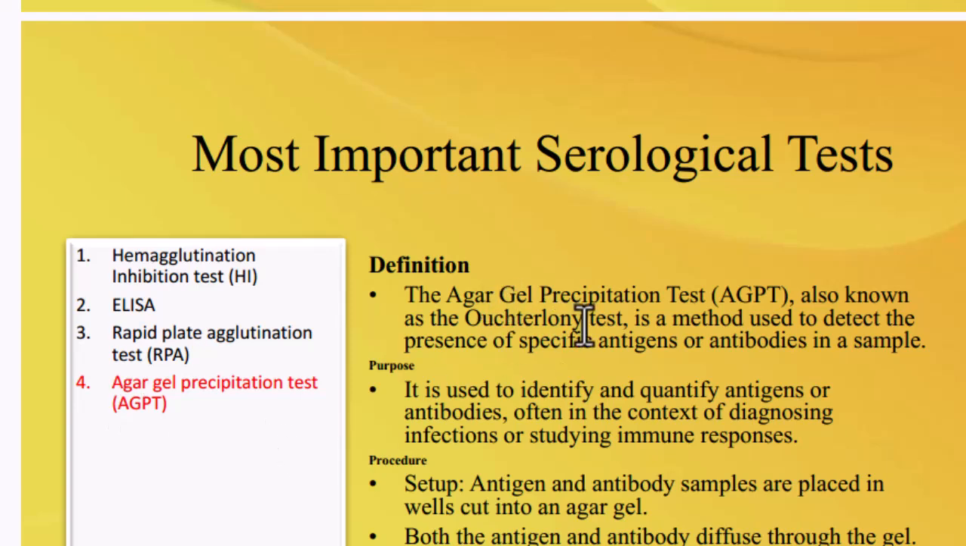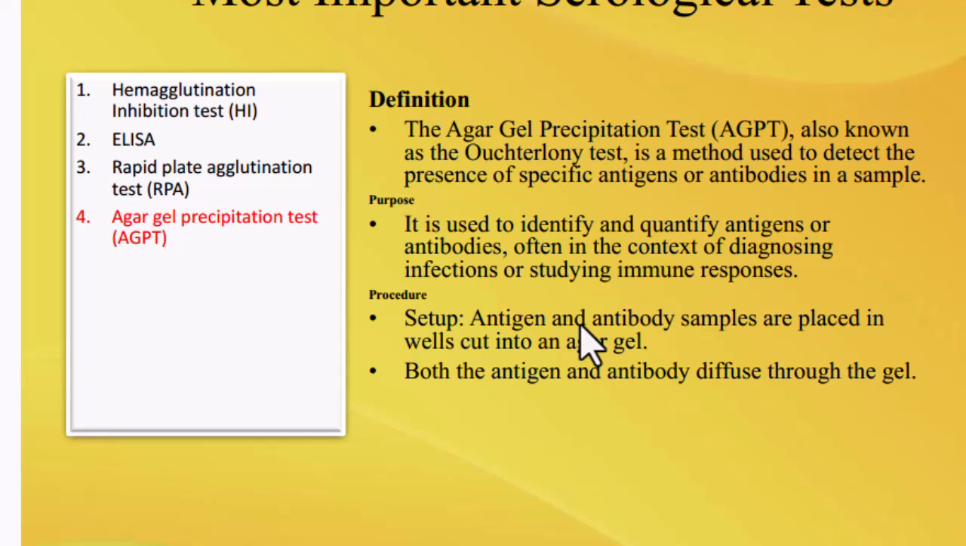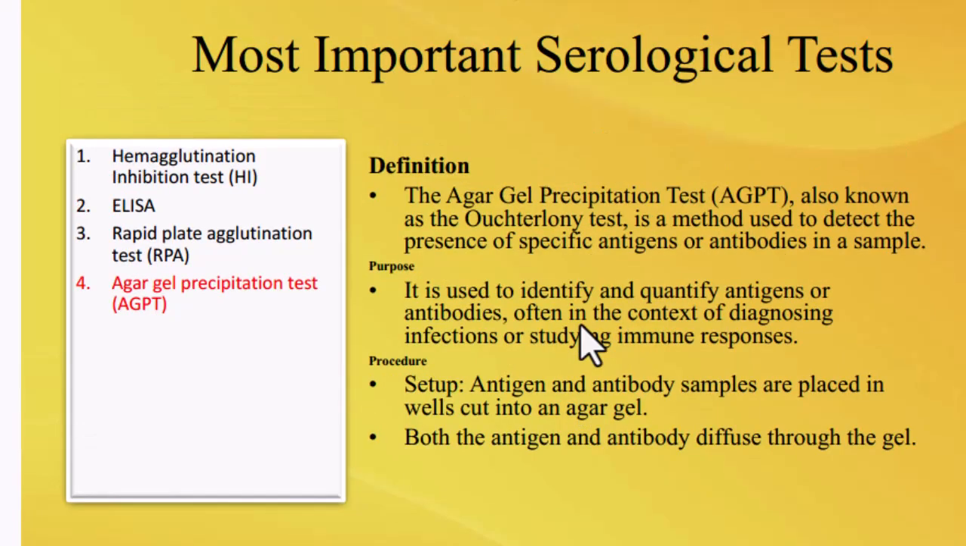The agar-gel precipitation test, also known as the Ouchterlony test, is a method used to detect the presence of specific antigens or antibodies in a sample. It's used to identify and to quantify antigen or antibody, often in the context of diagnosing infections or studying immune response. Setup: antigen and antibody samples are placed in wells cut into an agar gel. Both the antigen and antibody diffuse through the gel, and it's used to detect the antigen or antibody.